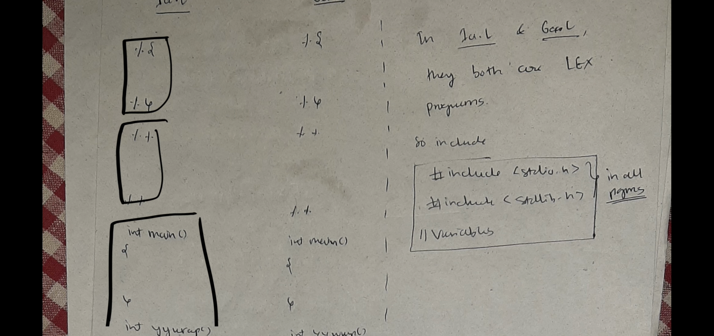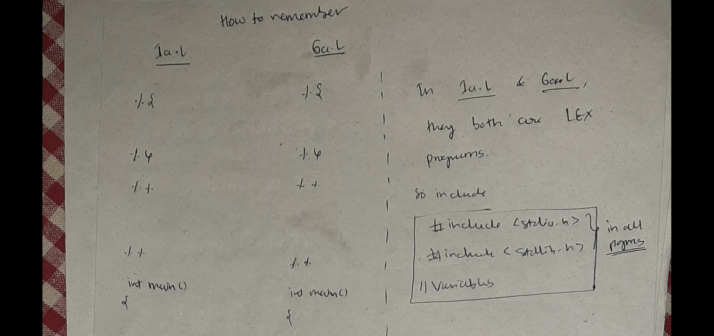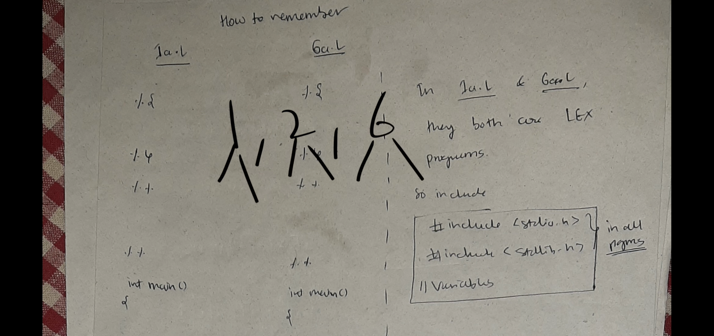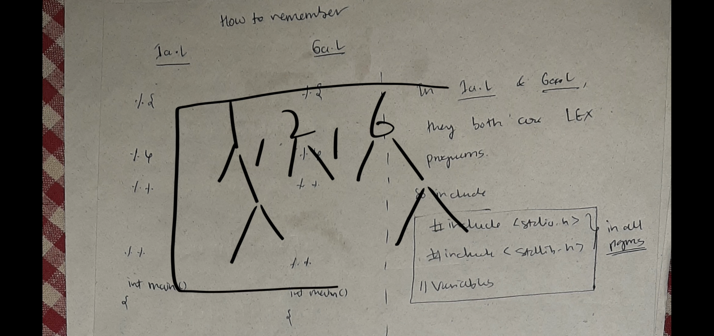The second thing you need to remember is that 1a and 6a are related to each other. Both are Lex programs. All the programs, 1, 2 and 6, how many are there? In 1 we have two parts, in 6 two parts, and 2 is also having two parts. So all the programs are divided into two groups.